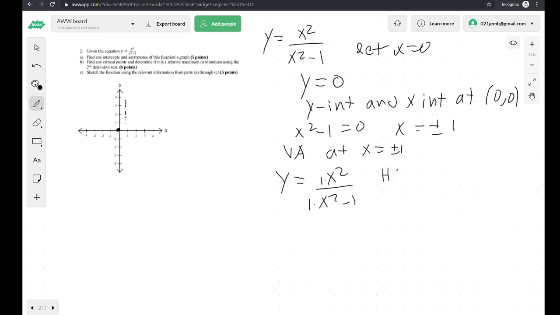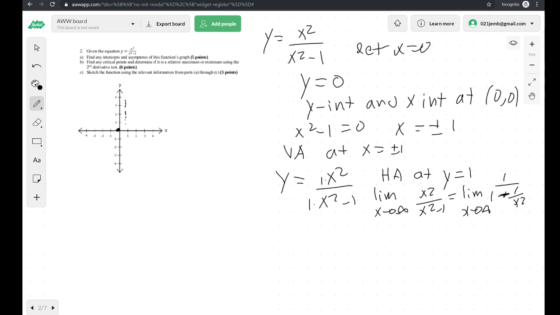So the horizontal asymptote is at y equals 1. And you can prove this using calculus, right? You can say that the limit as x approaches infinity of the function x squared over x squared minus 1 is equal to the limit as x approaches infinity of, we're going to divide by x squared on top and bottom, so we're going to get 1 over 1 minus 1 over x squared.